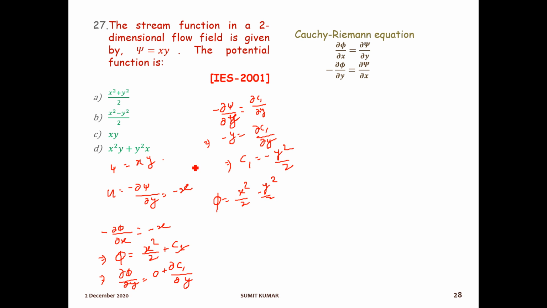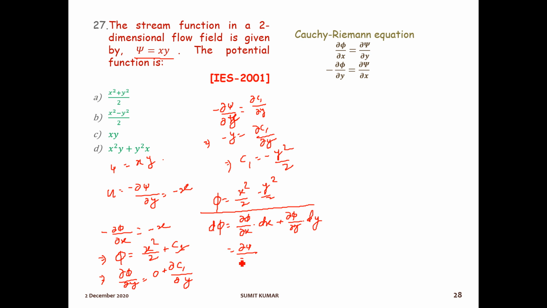This is one process. Another alternative, or shortcut, process: see, this is psi equal to xy. Now you can write d phi is equal to del phi by del x into dx plus del phi by del y into dy, from the chain rule. Here del phi by del x is what? Del phi by del x is del psi by del y.